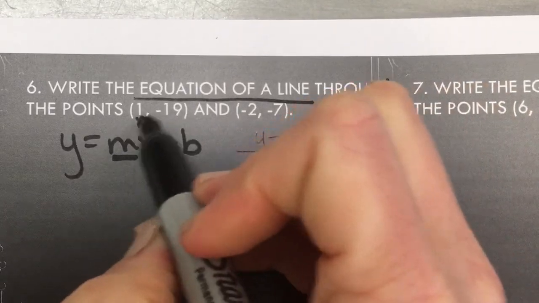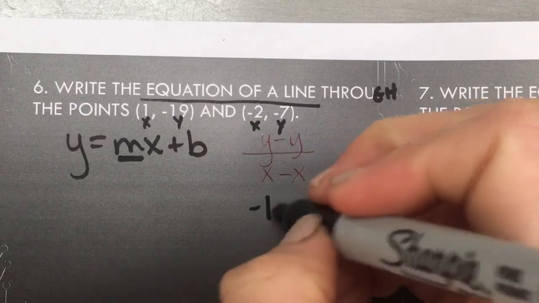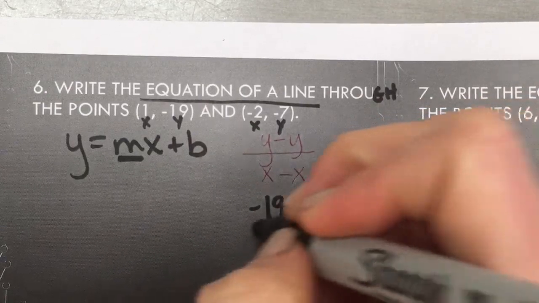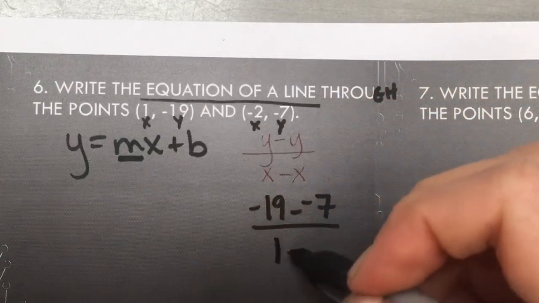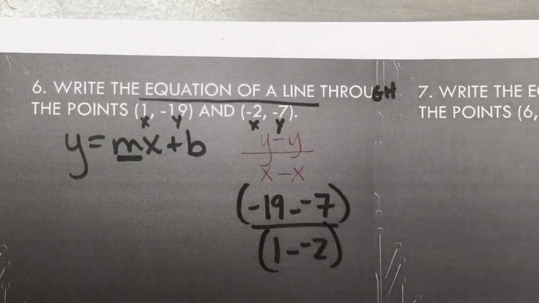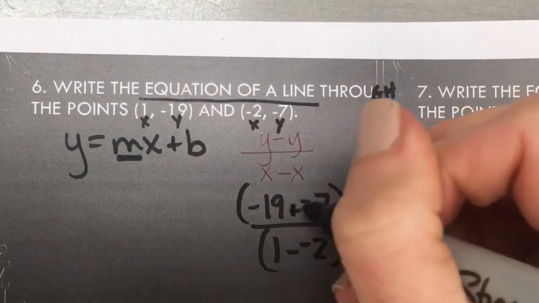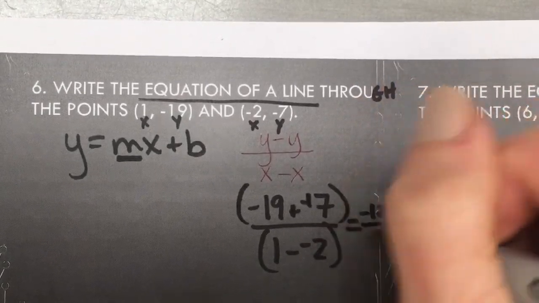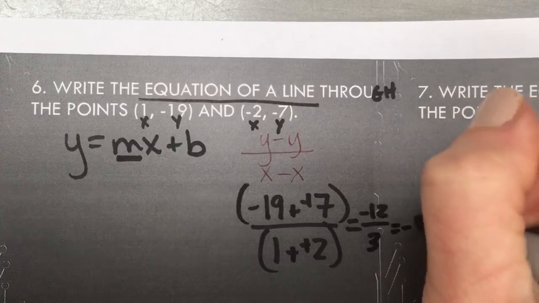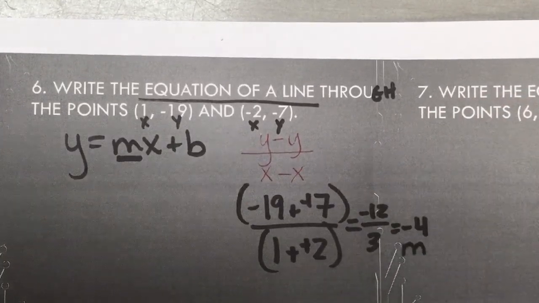So I label my points xy, xy. So y minus y, so -19 minus -7. X minus x, 1 minus -2. Remember, if you're using a calculator or Desmos, you need to put parentheses around the top and bottom. So you end up getting -12 over 3, which simplifies to -4. So that is your slope.